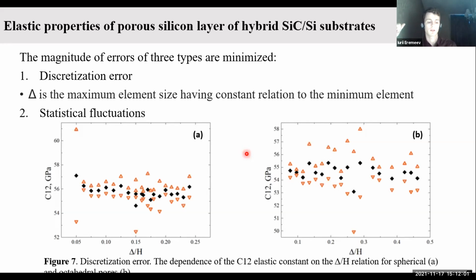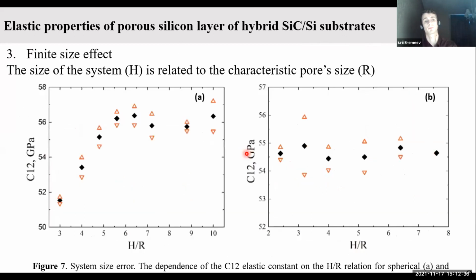It's seen that there's almost no influence of the size of the tetrahedrons on the C12 constant. This is the same for the other constants, and the triangles depict the boundaries of the confidence interval. So consequently, the calculation is provided for the normal COMSOL mesh with the delta over H relation equal to 0.1. The standard deviation of the elastic constants when simulating the system 10 times doesn't exceed 3%.